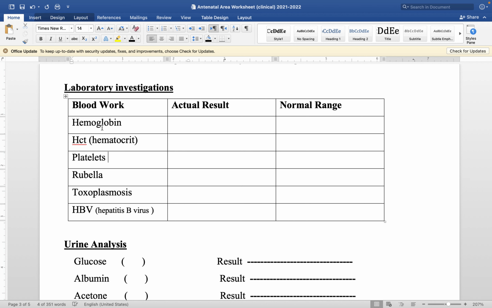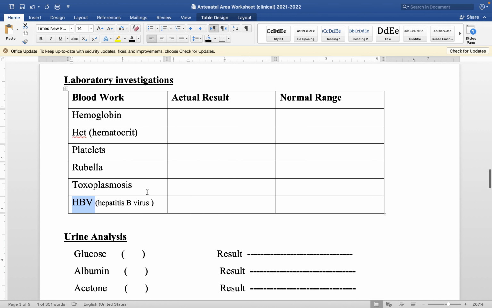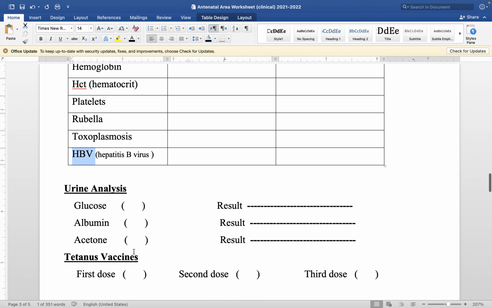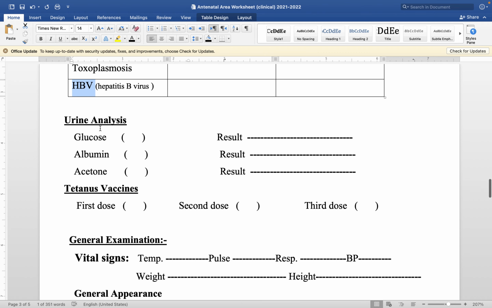Laboratory investigations, and we just mention here a few of many: hemoglobin, hematocrit, platelets, toxoplasmosis, hepatitis B virus, and there are other blood work. It can be mentioned on a separate page if you want, and important as well. Urine analysis, glucose, albumin, acetone, just regular urine analysis that we studied when you were taking your foundation course.